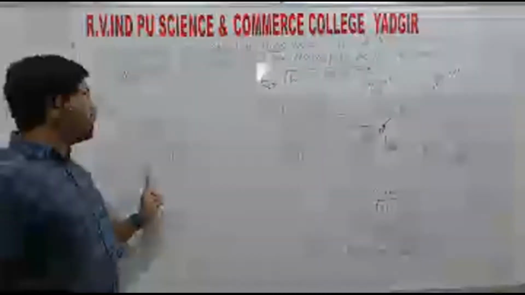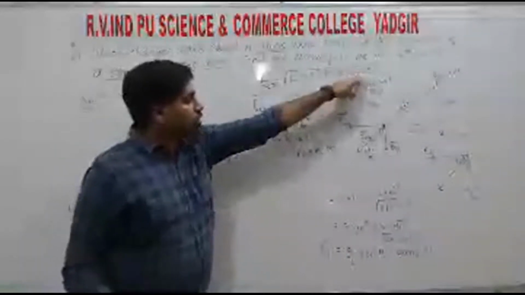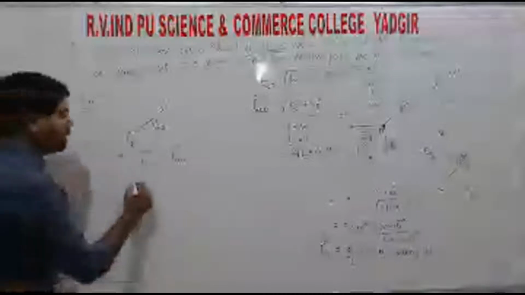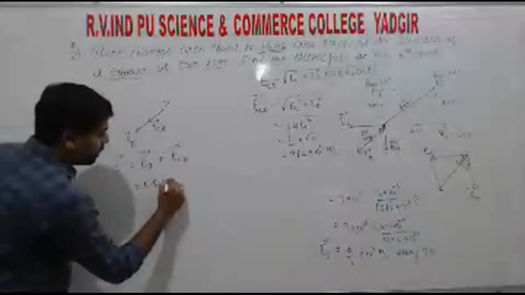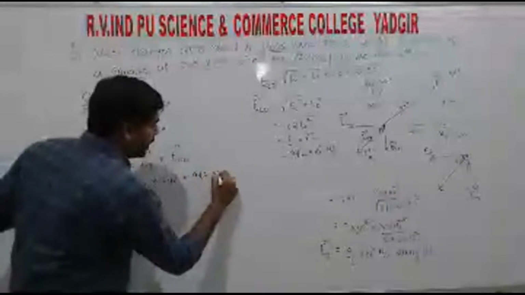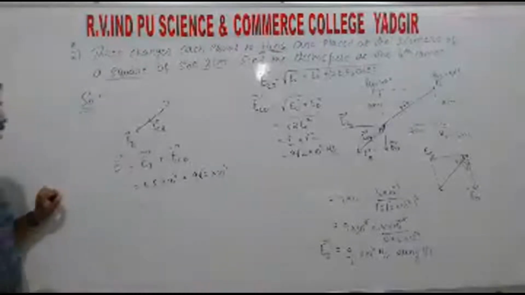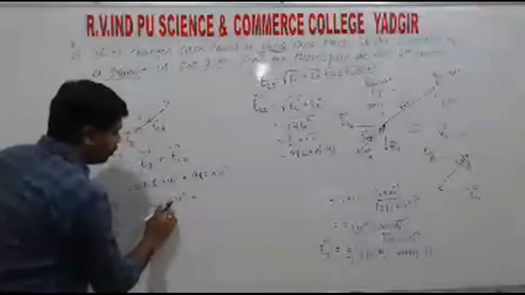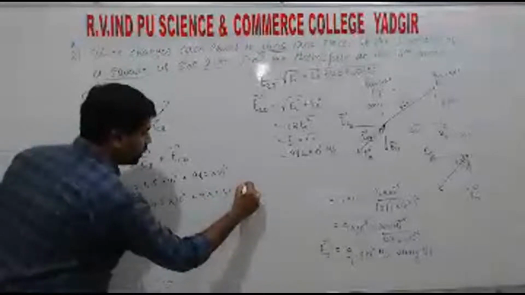That means E is the square root of EB square plus ECD square plus 2 EB ECD cos theta. This cos theta value becomes 1, so it becomes EB plus ECD whole square, right? Here the value of EB is 9 by 2, that is 4.5 into 10 to the power of 4, plus 9 root 2 into 10 to the power of 4, right? The value of root 2 is 1.41, so 9 into 1.41 into 10 to the power of 4.